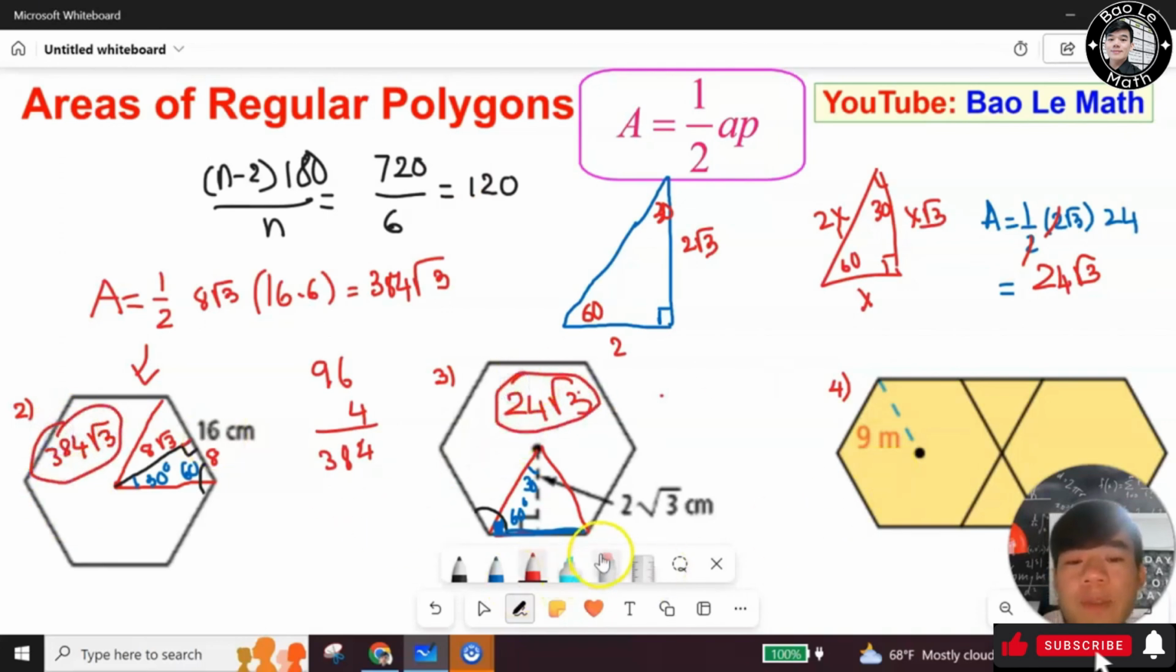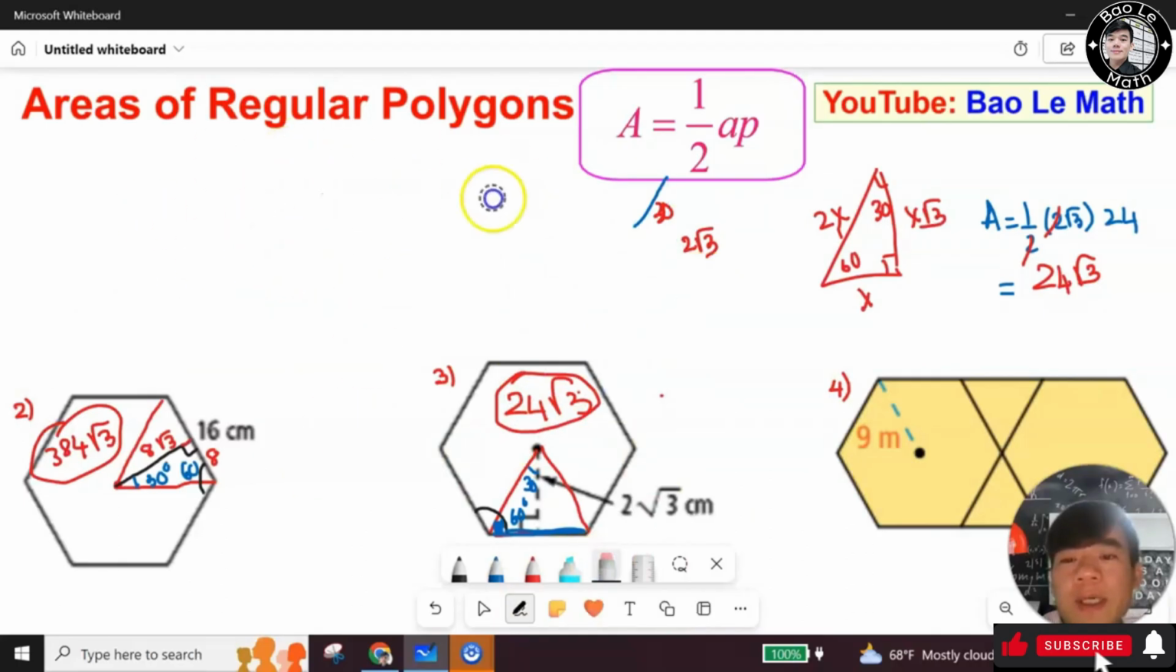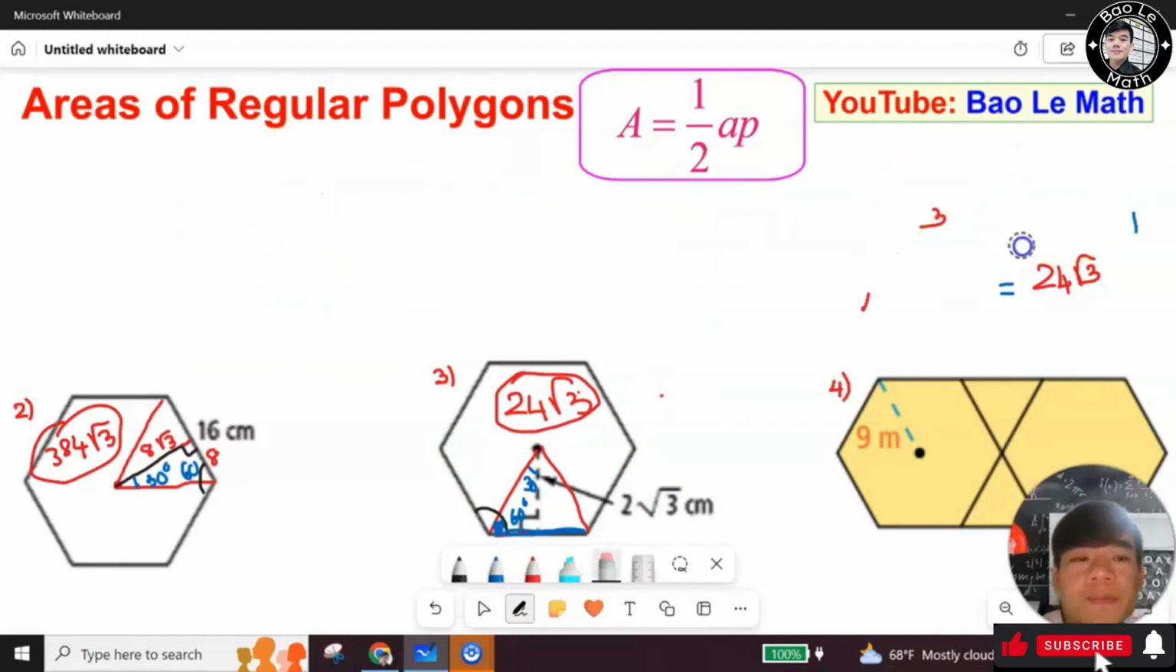Alright, now we're going to move on to the last one. The last one, I need more space, so I erase everything. Okay, so look at the last one right here. Now in the last one, they give you the radius equals 9. This is the radius.